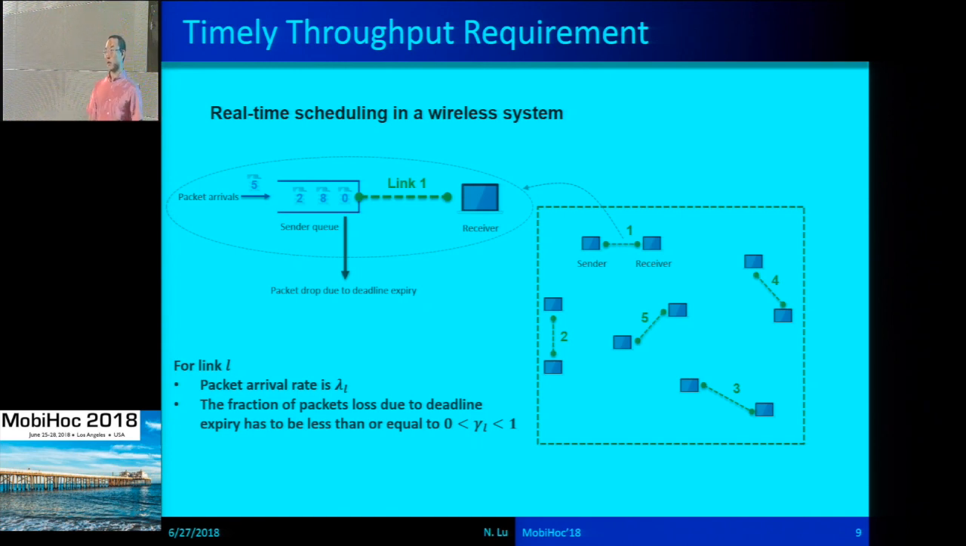For example, gamma L could be 0.2. That means we can drop at most 20% of packets. So this is equivalent to a timely throughput requirement: we have to deliver at least lambda L times (1 minus gamma L) traffic on time.